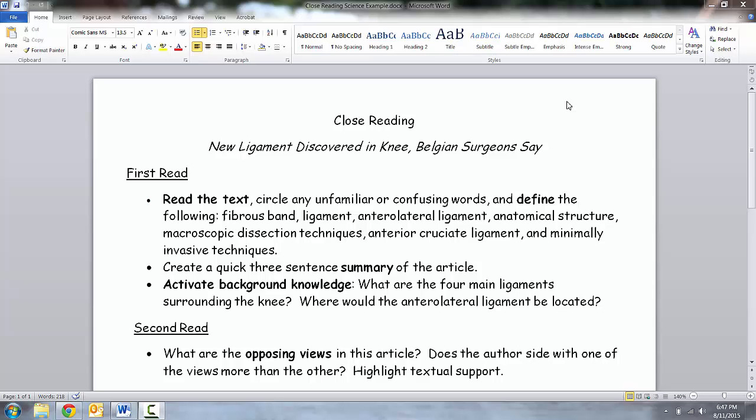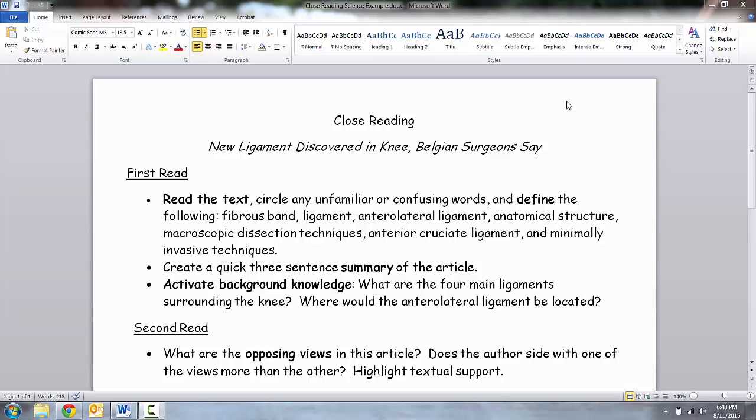The next thing I would have them do, still under that first read, is activate any background knowledge. So the questions I have for them: what are the 4 main ligaments surrounding the knee? Where would the anterolateral ligament be located? At this point, they should know their 4 main ligaments surrounding the knee.